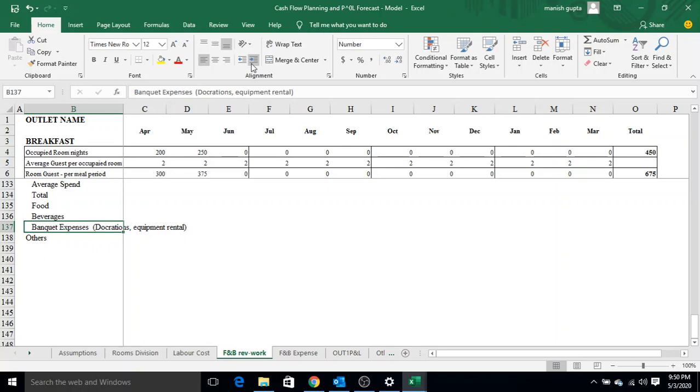When you are getting the actual revenue, you will be able to compare it with the budget in more detail, so that you can make corrective action plans. What went wrong? Was the food check wrong? Were you able to sell enough decoration or equipment rentals or not? So that you can understand what the shortfall in your revenue is. So that was room revenue by segments, F&B revenue by restaurants and banquet.